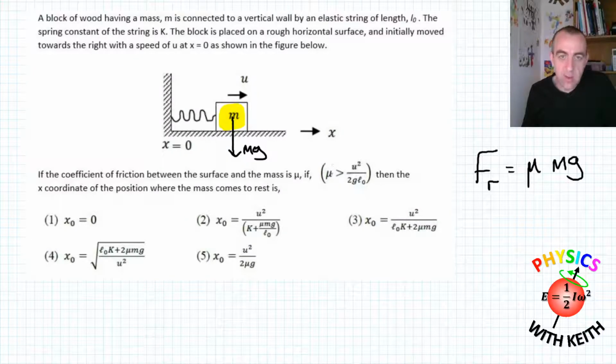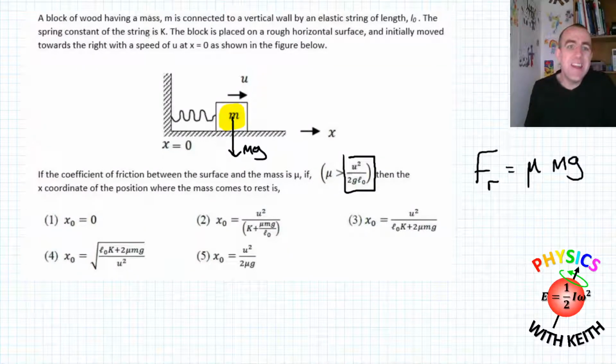It says this is always bigger than, so that means it takes a minimum value of this. So mu has a minimum value of u squared over 2g L naught. So what's u? U is the initial, and I think it says speed, so it's a scalar, the initial speed when x equals 0. And here's some ambiguity.